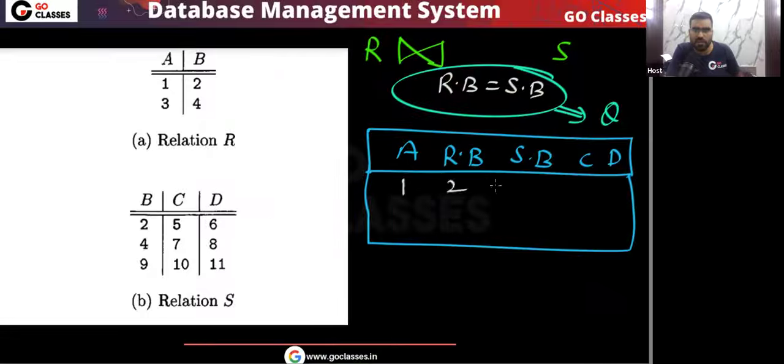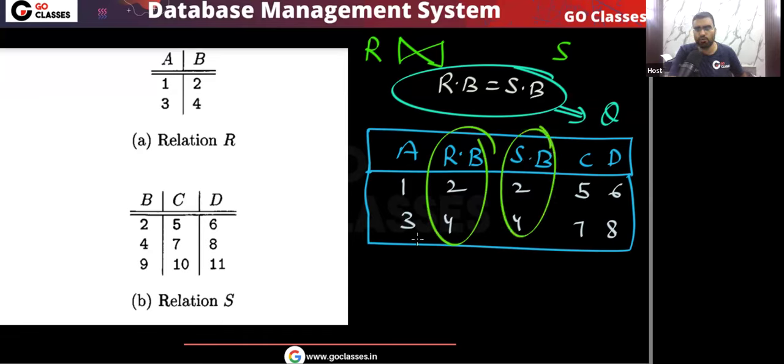You can see the answer will be 1, 2, 2, 5, 6. Another will be 3, 4, 4, 7, 8. Now, did you understand that you have a redundant column? Did you see the redundant column? 2, 4, 2, 4. Redundant column.